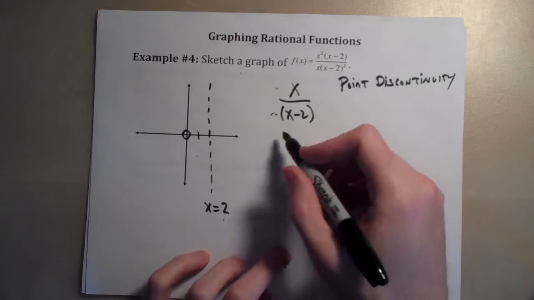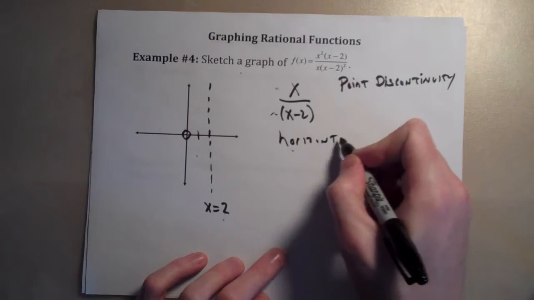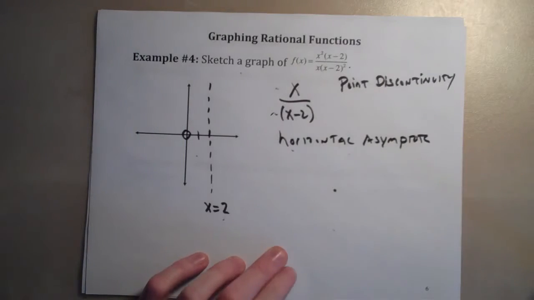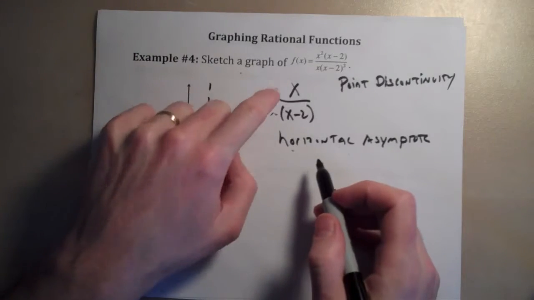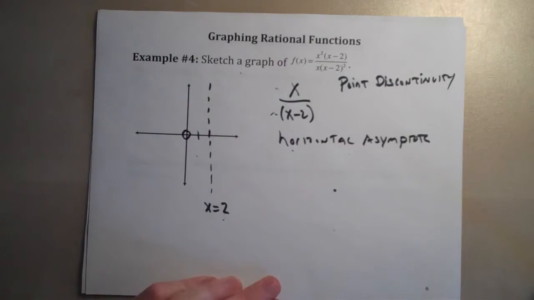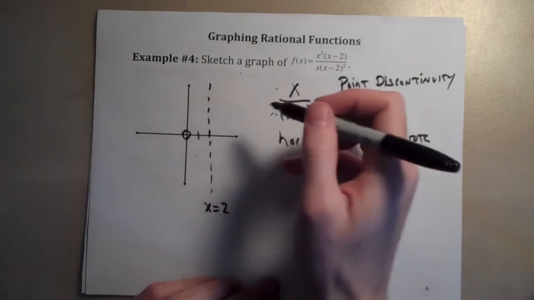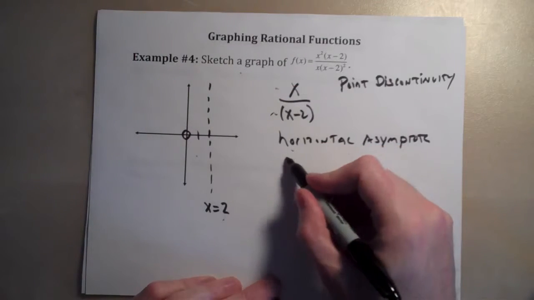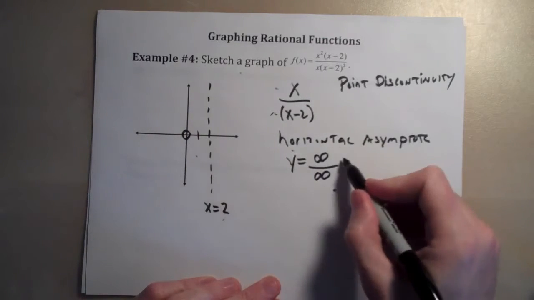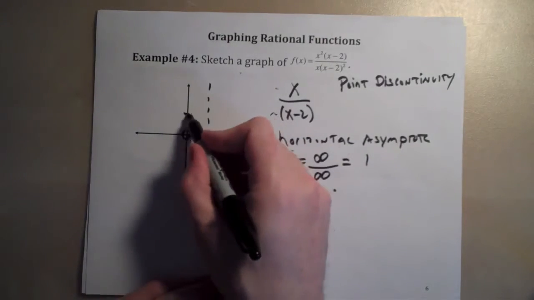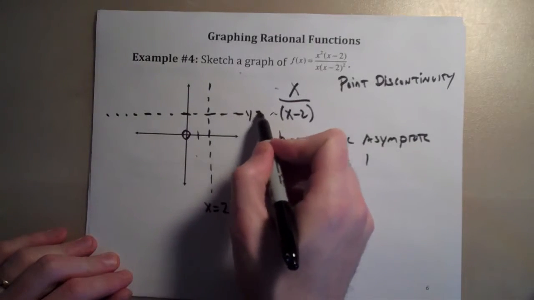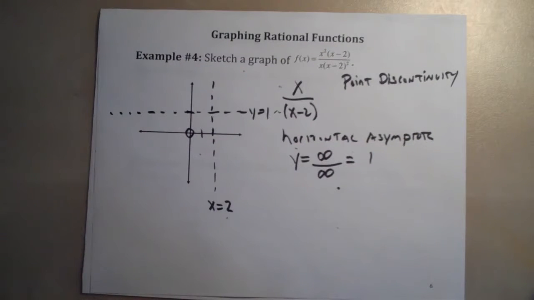Let's look at the horizontal asymptote. And it seems like here, x over x, well, that's equal to 1. So there's going to be a horizontal asymptote at y equals 1. Okay, because, and I don't know if this is clear. I don't think it's clear. If you were to put in infinity over infinity, that equals 1. If that's not clear, let's go over that in class, because it's sort of important. So there's y equals 1.